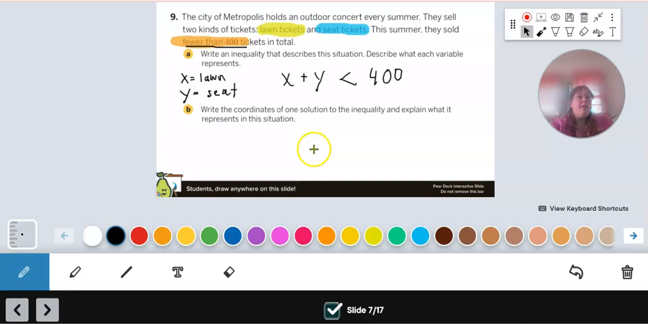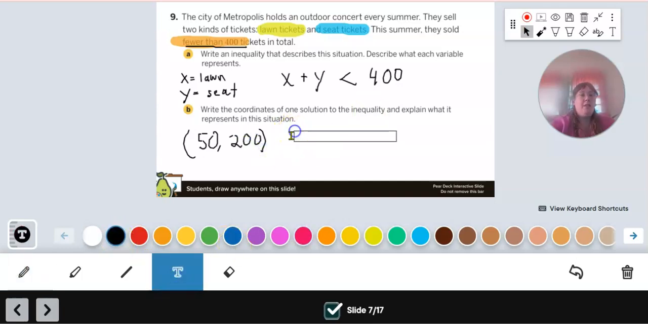Write the coordinates of one solution to the inequality and explain what it represents. So as long as we add them together and it gets less than 400, we're good. So we could say 50 lawn and 200 seats, right? So this represents 50 comma 200. 50 is how many lawn seats were sold.